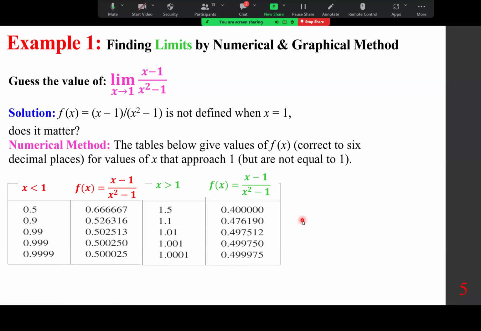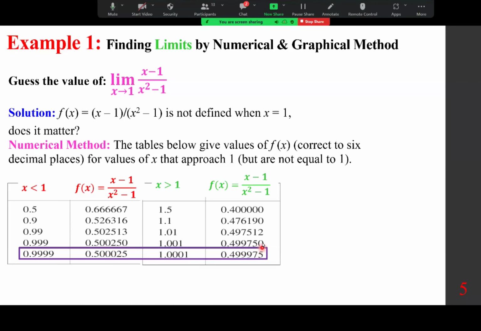So please understand, from the left, this is the closest number so far. From the right, this is the closest number to 1. And if we look at this last one, these two values suggest from the table that this limit must be equal to 0.5. Okay, so that should be the suggestion. So that's the numerical approach. The numerical approach gives us 0.5.